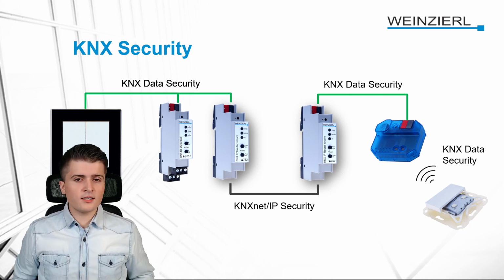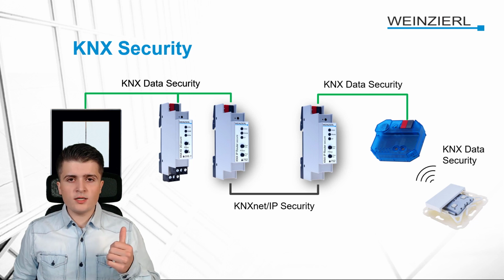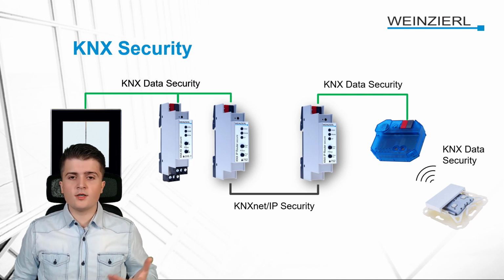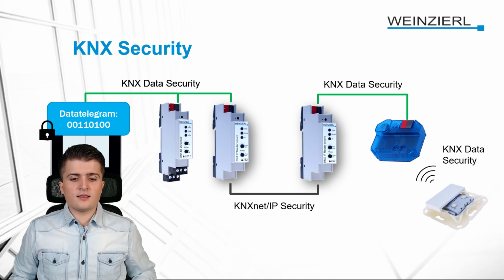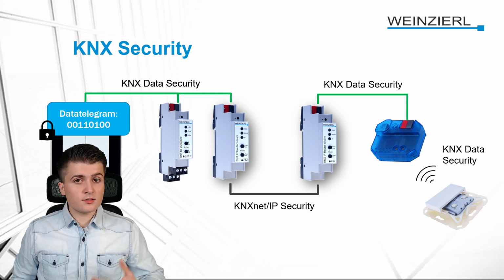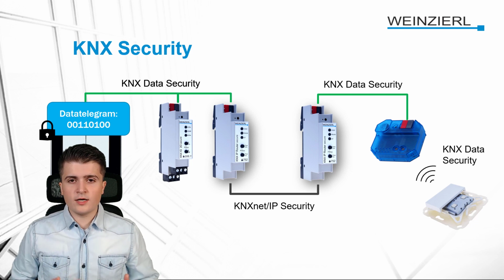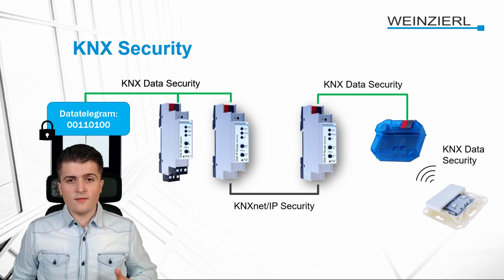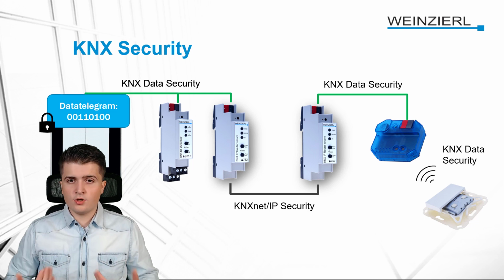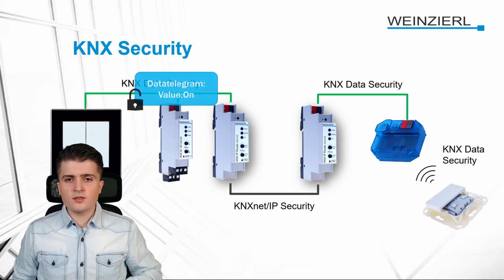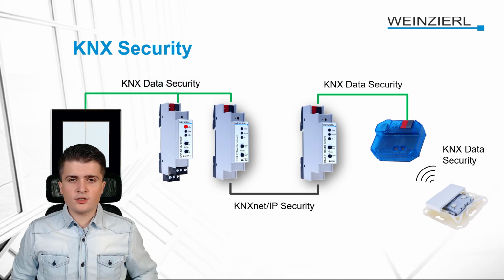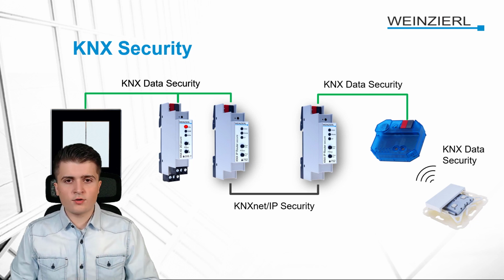But let us take a look at an example here. So for example, I press the push button sensor on the left hand side, so in my twisted pair line. As the push button sensor and the switching actuator support secure, the telegram is created and then it is locked. Then it is sent on to the twisted pair line, so no one can read it. And when it reaches the switching actuator, only the switching actuator is capable of unlocking this data telegram, and it can use the information and react to it. So it turns on one of its outputs. So in this case, only KNX Data Security was used.